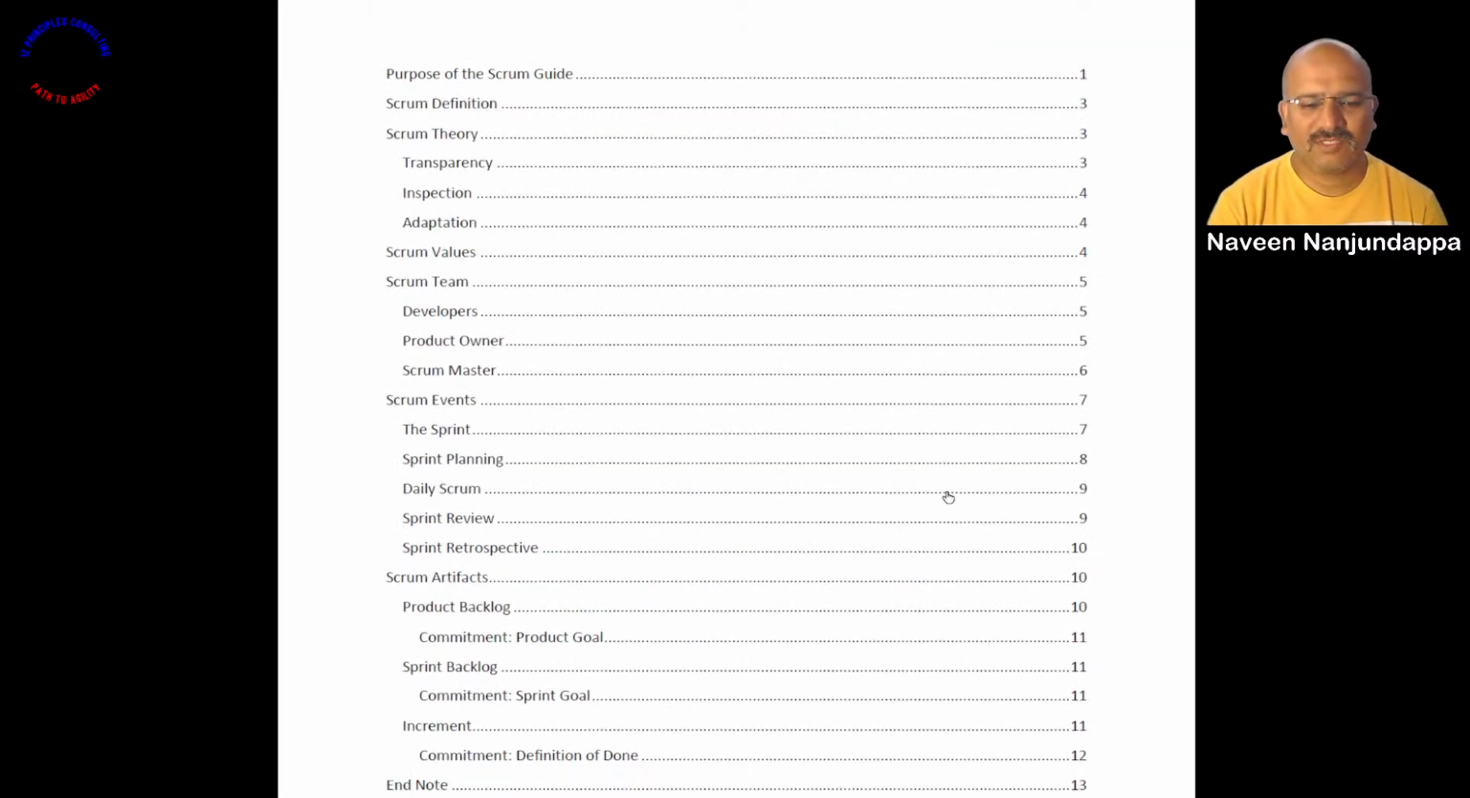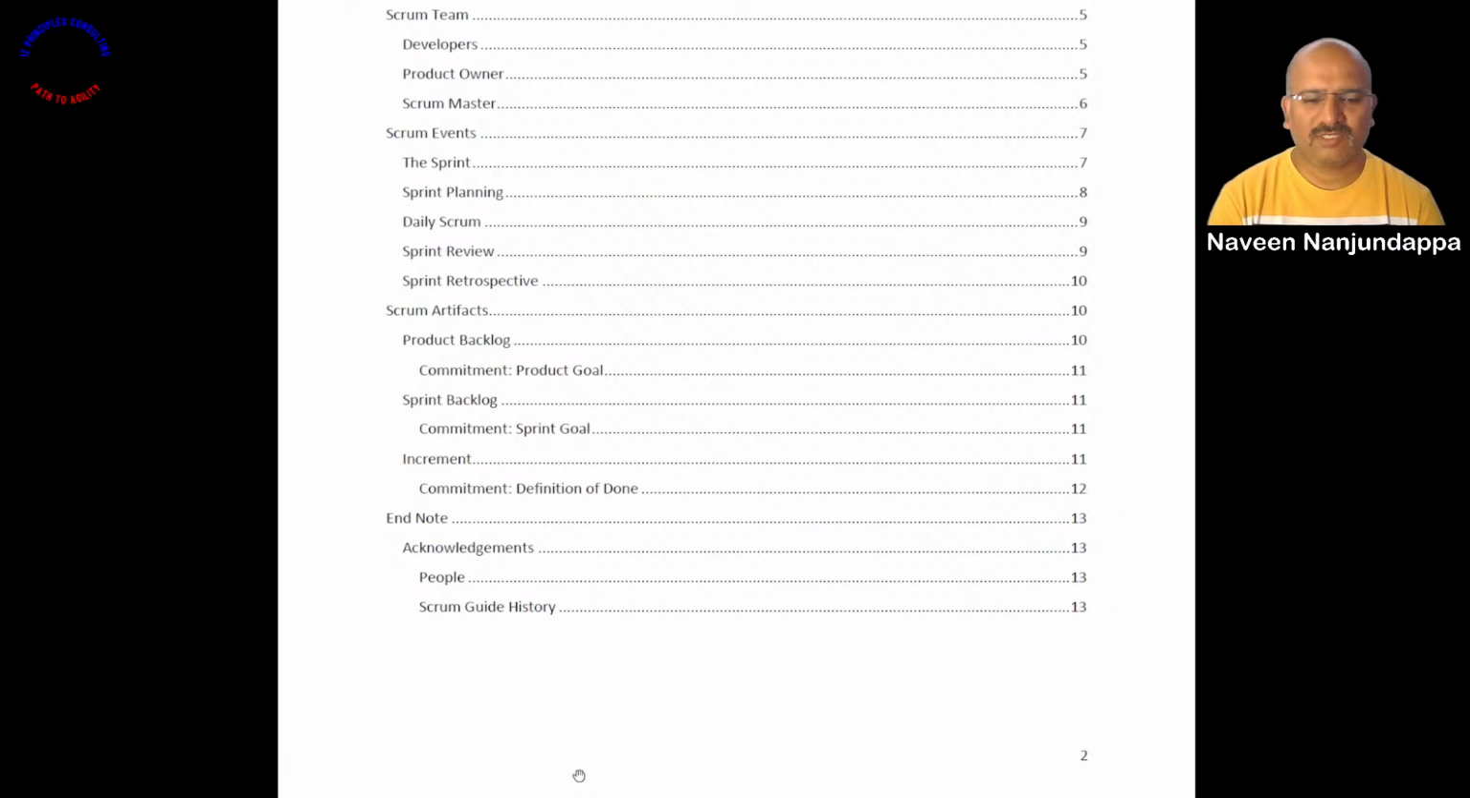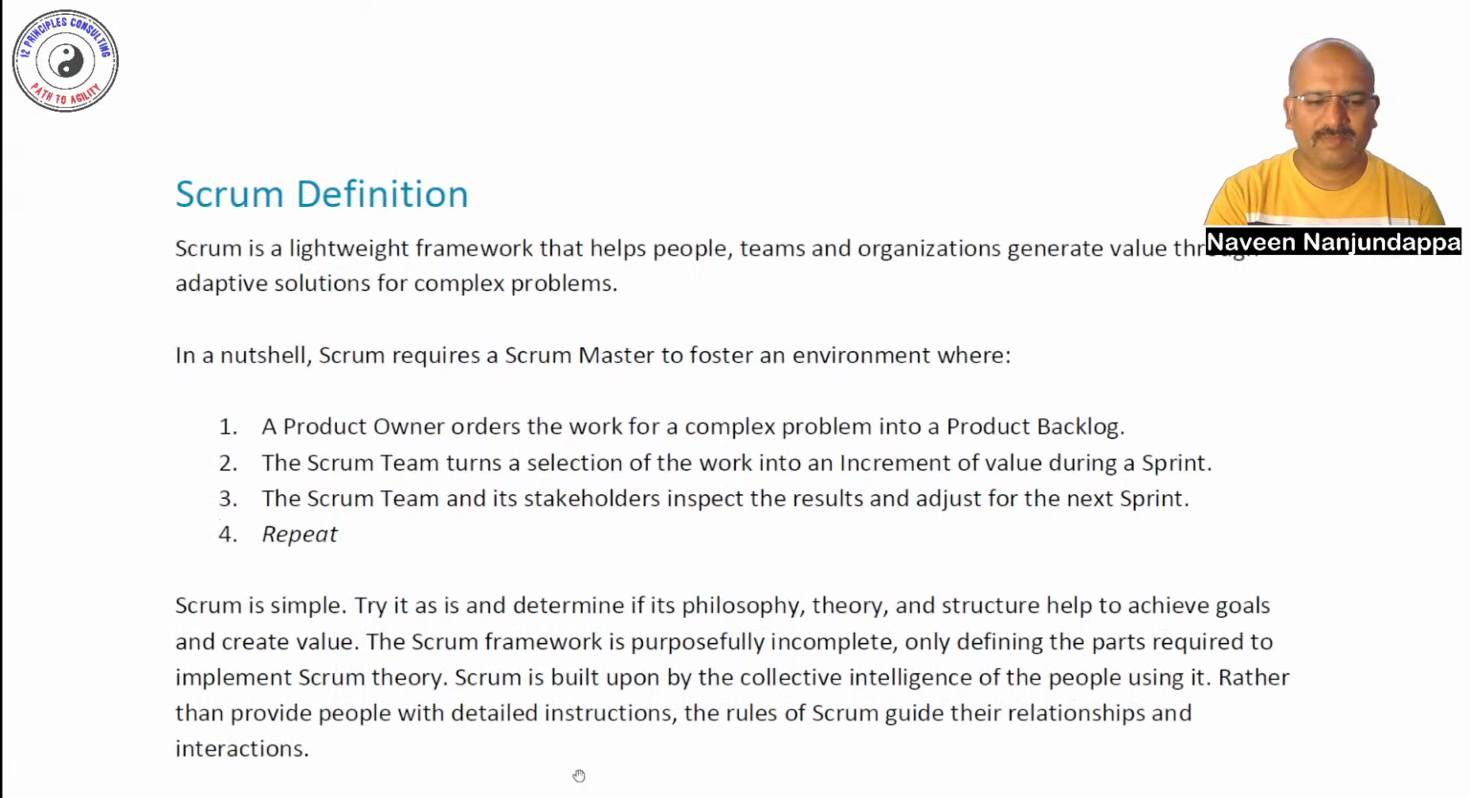The Scrum Guide covers a lot of topics, especially related to Scrum. So you'll have a definition of Scrum, the Scrum theory, what it typically consists of, the rules, the Scrum values, the Scrum team, the responsibilities in a Scrum team, the Scrum events, the artifacts, and the closure. So basically the Scrum Guide consists of the responsibilities, events, and artifacts along with the Scrum values. So let's look at each one of them.